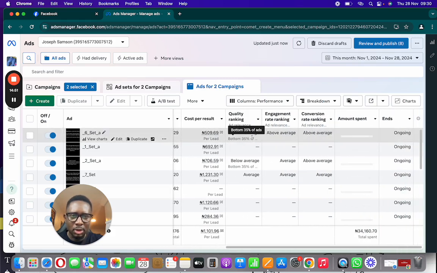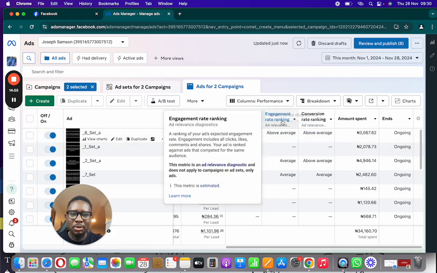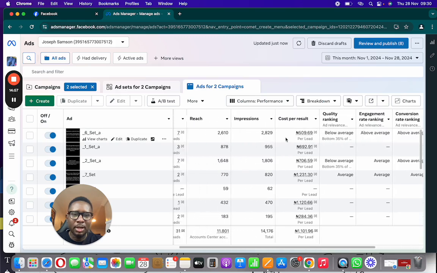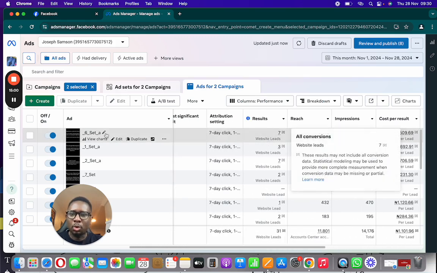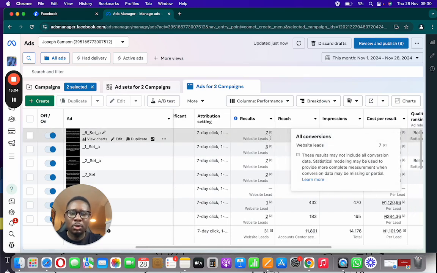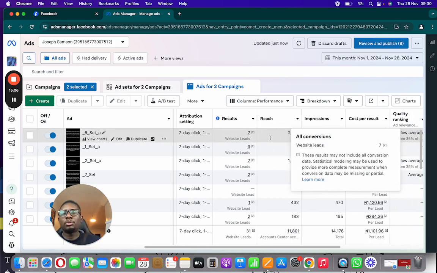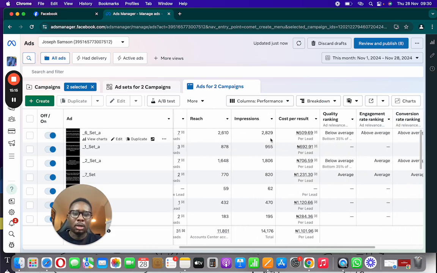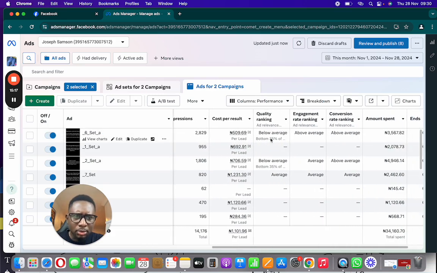The ad quality was below average, that doesn't matter, but engagement ranking was above average, right? And it just worked so well, right? So what this told me was that this angle, people really, really are interested in this angle, and that is the angle that I need to spend my time creating marketing assets for. Okay, and then let's go and look deeper.